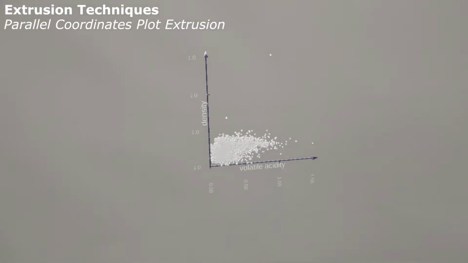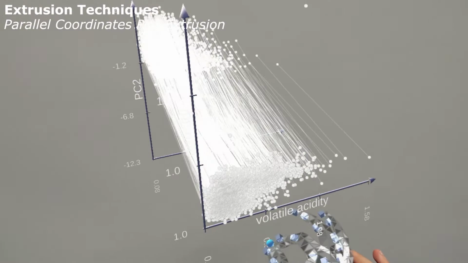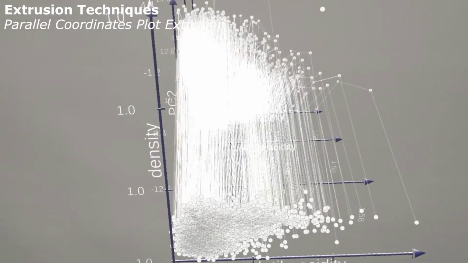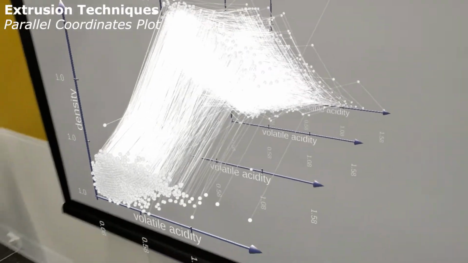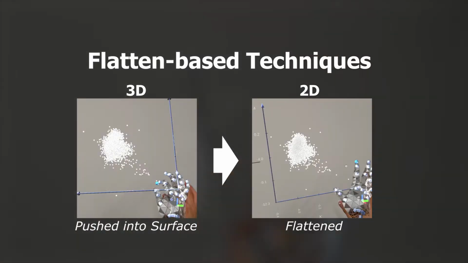Parallel coordinates plot extrusion is performed by pulling on either the x or y axis of a 2D scatterplot. The axis that was selected is now the shared dimension across all scatterplots. New scatterplots are now created at different stages depending on how far the user pulls. Next, those that flatten a 3D visualization down into 2D.